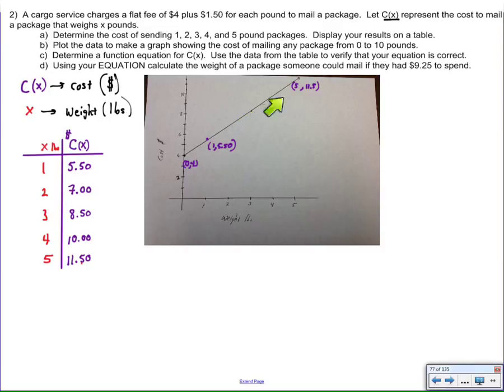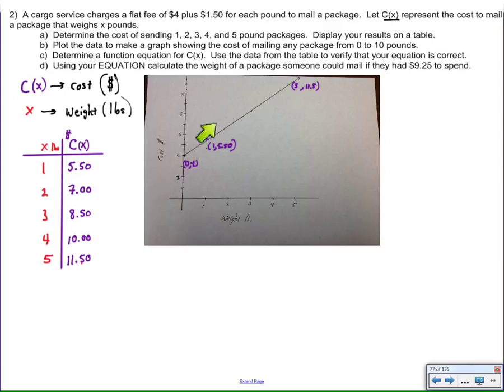So here's what I did. I knew that a 5 pound package would cost $11.50, and I confirmed that over here. So I simply found 5, and using my ruler, I counted up the same scale to get to 11.5. I also knew that $4 would be the imaginary cost of sending a 0 pound package. So that's their initial startup fee. And so now we can connect those 2 points with a line.